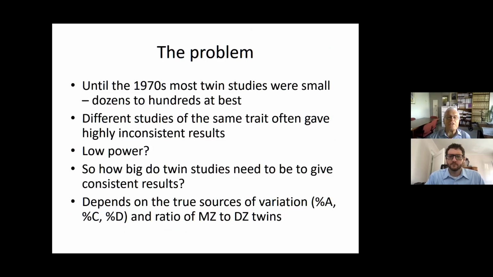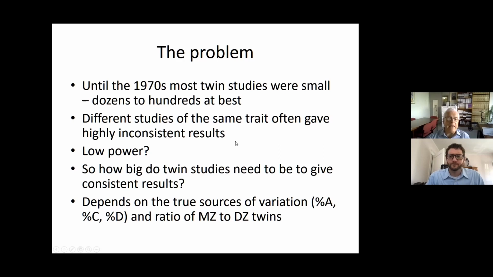But the question is, until the 1970s, most twin studies were very small, sometimes only dozens of pairs of twins, and people were publishing papers with results that were just all over the place. Some people would find large estimates of heritability, others no heritability, suggesting everything was due to shared environment. Well, the obvious solution was that these had low power, but people weren't really thinking in those terms much in those days.